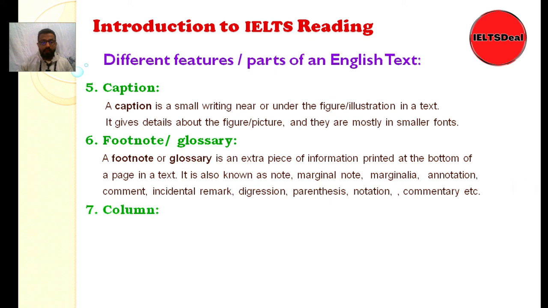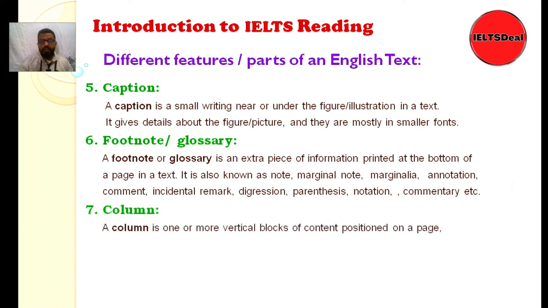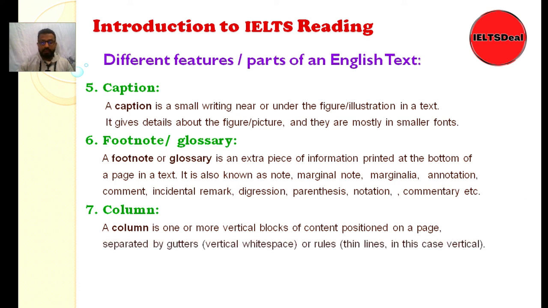And a column. You will find a column. We didn't include a column in this text, but you will find a column in a newspaper. A column is one or more vertical blocks of the content positioned on a page, separated by gutters or vertical white space or rules. In this case, vertical lines. So these are all the features of a reading text.